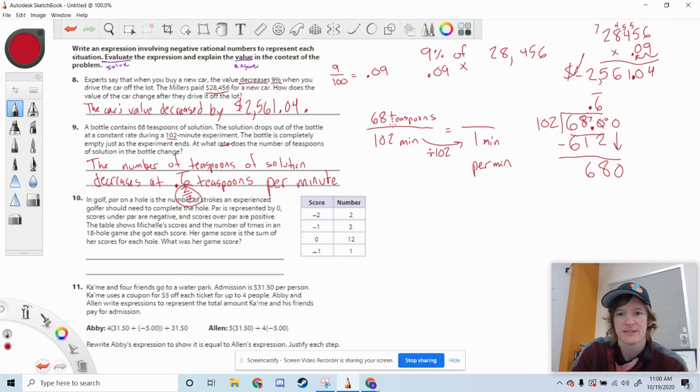Okay, and we can probably see that if I reduce this fraction, I can divide by 2. 68 divided by 2 is 34. 102 divided by 2 is 51. I can divide these by 17. Kind of harder to see that, but I can divide by 17. And 34 divided by 17 is 2. 51 divided by 17 is 3. So 2/3 teaspoons per minute.